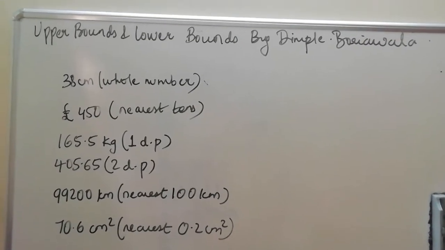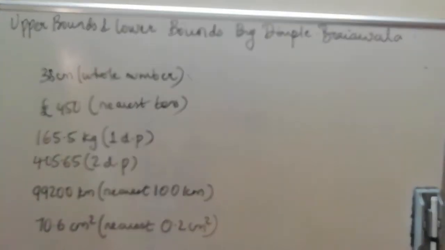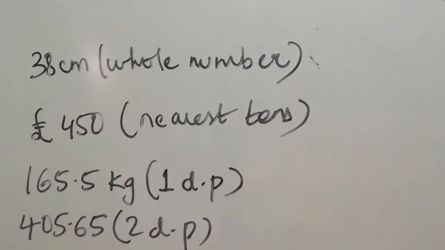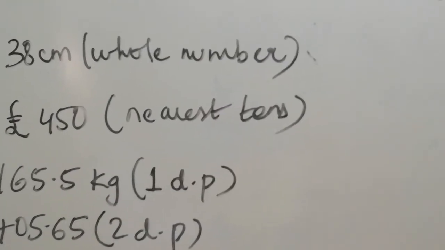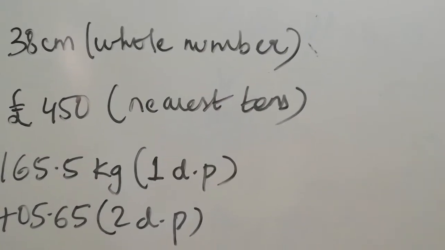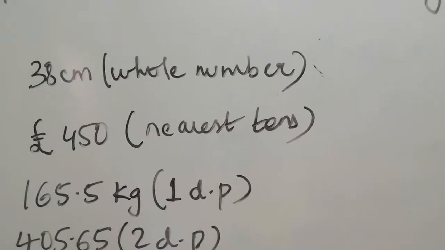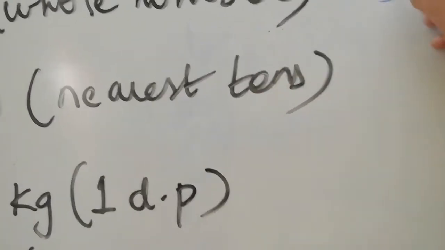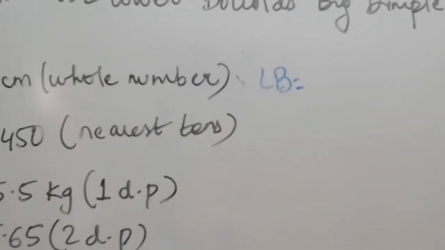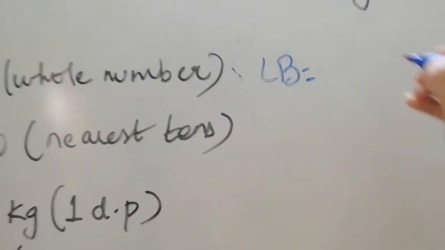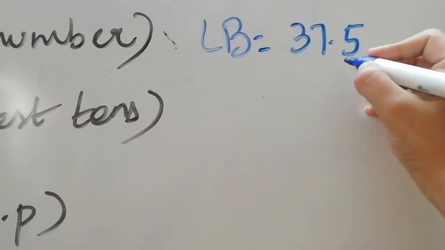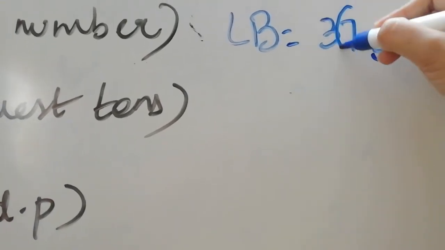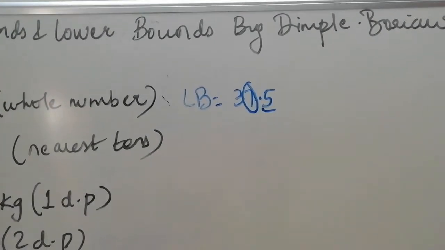Okay kids, let's learn a new concept called upper bounds and lower bounds. If 38 centimeters is the whole number, and we want to convert it into a lower bound, whole number basically means 38.0. If I want to convert it into lower bound, this 38.0 will be 37.5. As this is 0.5, we can round up this number to the next higher number, which is 38. So your answer will be 38.0.